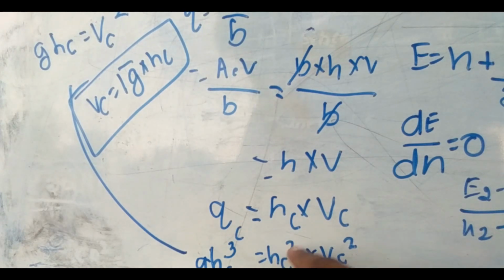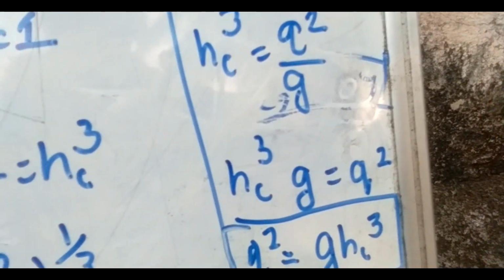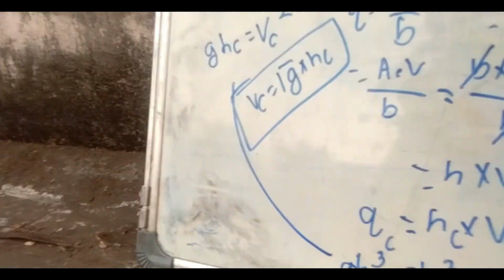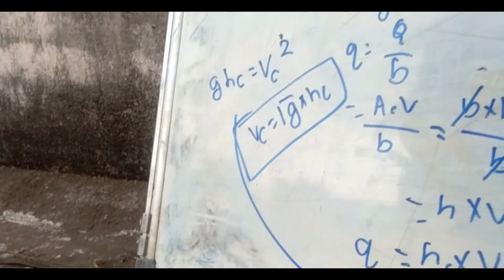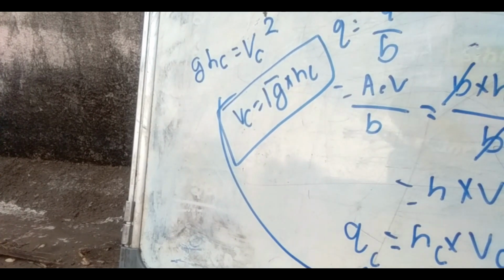So the final equation for critical depth: Vc is equal to root of G into Hc. That is the final equation.